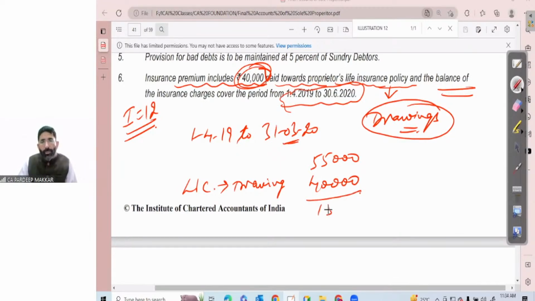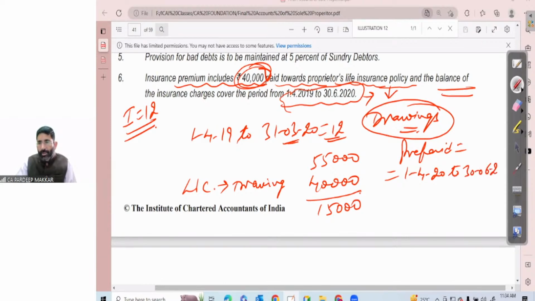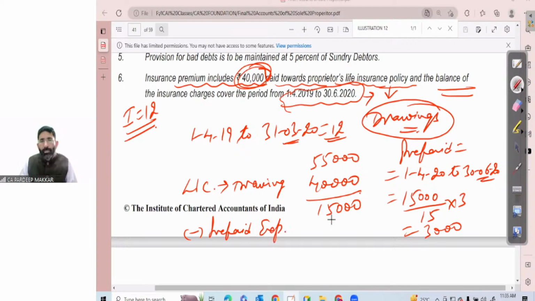Now, the remaining 15,000 is for 15 months. If you count these months, these are 15 months. But we need it for 12 months. And for the remaining 3 months, it is prepaid expense. How much is the prepaid amount? Prepaid period is 1st of April 20 to 30th of June 20. So for 3 months it is prepaid. For these 3 months, what you have to do? You have to deduct that amount of prepaid expense. 15,000 is for 15 months. How much will be for 3 months? Get it? So it will be 3,000. So minus prepaid expense, which will be added on the asset side also. That is 3,000 rupees. So the remaining 12,000 will go to P&L account net.